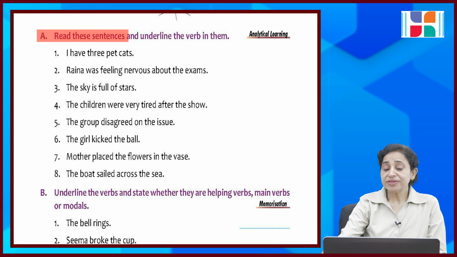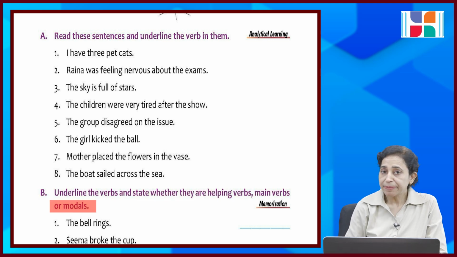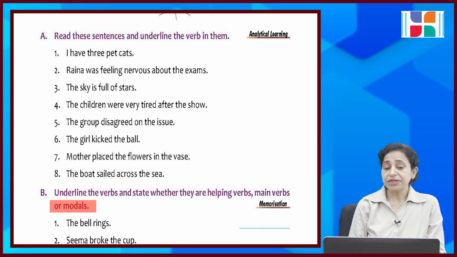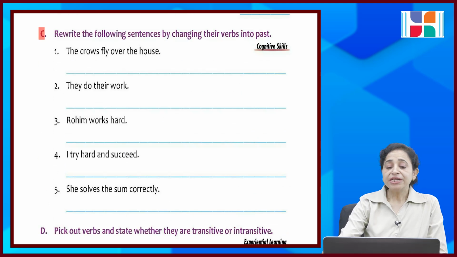Now read the sentences and underline the verb in them. Okay, आपको sentences read करने हैं और verb को underline करना है. Then state whether they are helping verbs, main verbs or modals. अब आप तीनों के बारे में पढ़ के आए हैं. आपको पता है helping verbs क्या होती हैं, main verbs कौन कौन सी हैं और modals कौन से हैं. So अब आप इनमें underline करेंगे और बताएंगे कि वो helping verb है, main verb है या modal है. Okay?